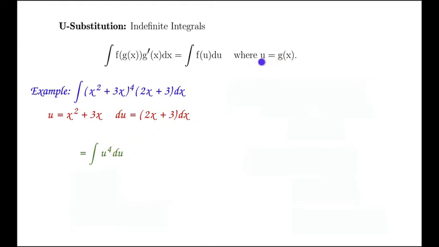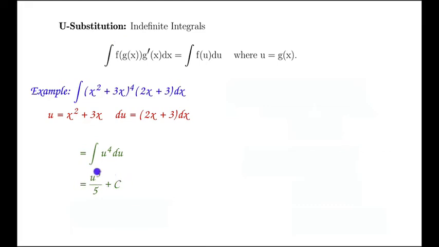That's the substitution. We put in u for x squared plus 3x. We put in du for 2x plus 3 dx. Now this is a new integral that's in terms of u. It's just an indefinite integral, and we find the antiderivative of u to the fourth du. That's very easy to do. It's u to the fifth over 5 plus a constant. So we've started with this integral, turned it into this integral. That was a much easier integral to do. That was the goal of the u-substitution. And so now we've found the integral.